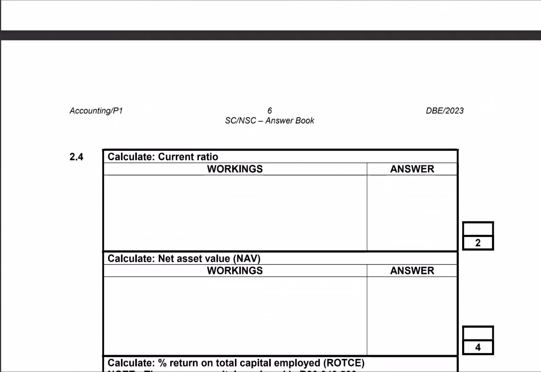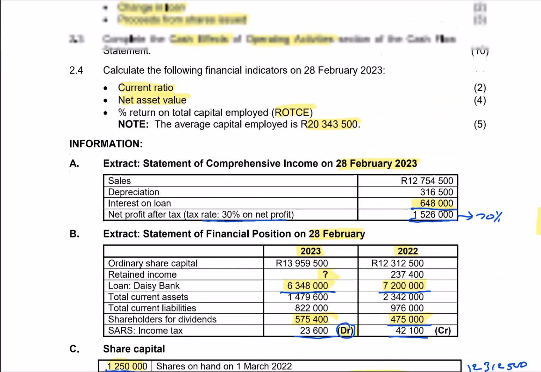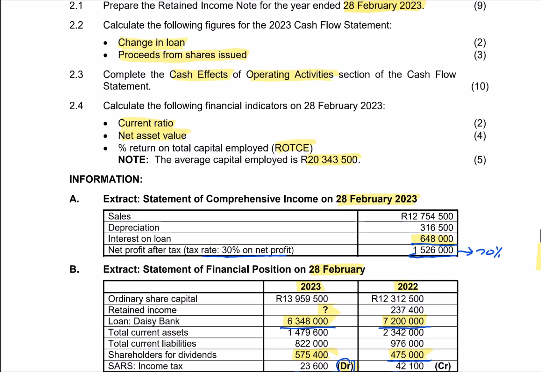Calculate the current ratio. If you can't calculate current ratio given what you're given, I don't know. Current ratio basically is current assets to current liabilities. They said calculate the current ratio. Did they tell us for which year? Let me check. You see what you need to pay attention to. Financial indicators on 28 February 2023. So you don't need to calculate for 2022.